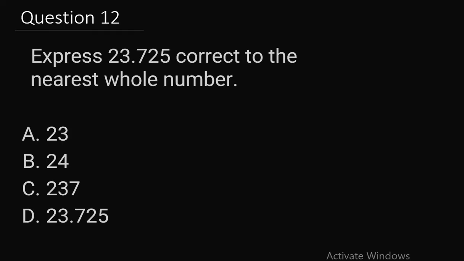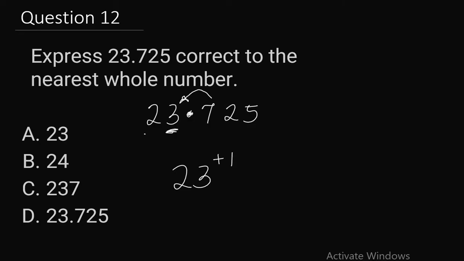Question number 12 says, express 23.725 to the nearest whole. This is the nearest whole, 3, before the decimal point. So you check the closest digit to the nearest whole, which is 7. Is it up to 5? Yes, 7 is more than 5. If it's up to 5, you round up by adding 1 to your answer. If it's less than 5, you leave your answer the way it is. To the nearest whole, I'm supposed to have 23. But since the closest digit to 3 is more than 5, I'll add 1 to my answer. My final answer will be 24. So the correct option is B, which is 24.